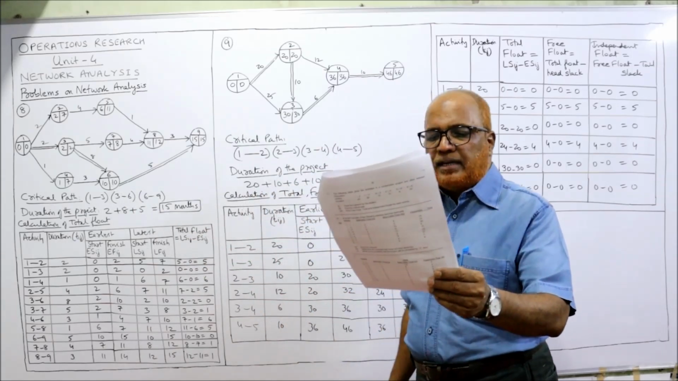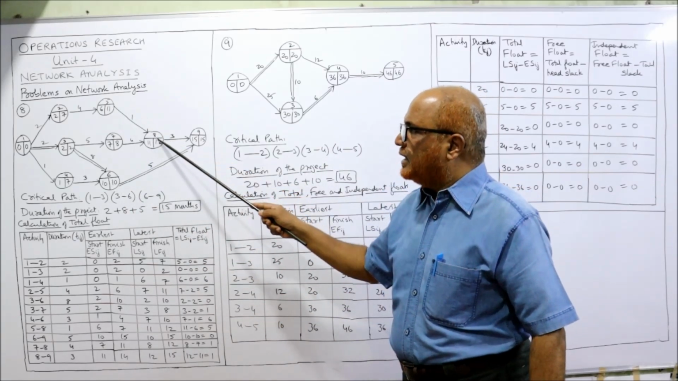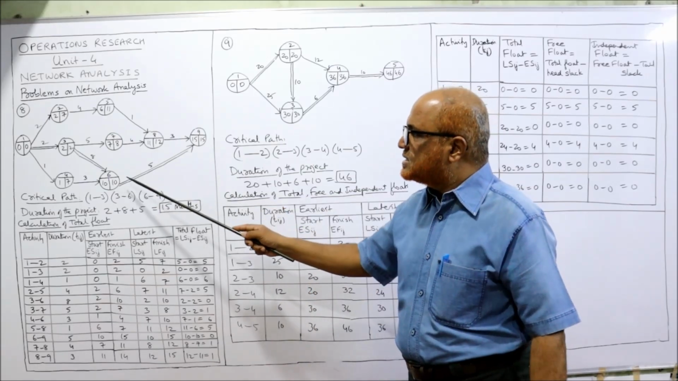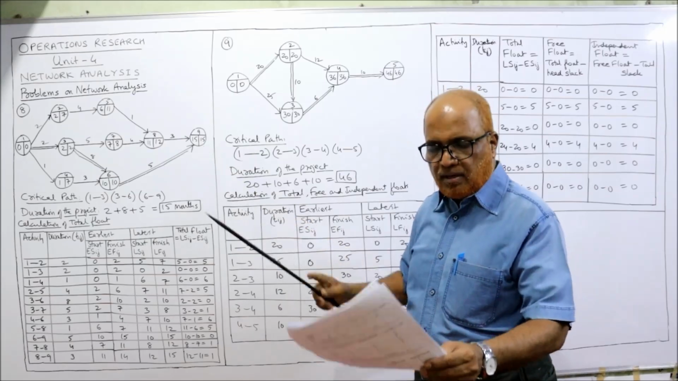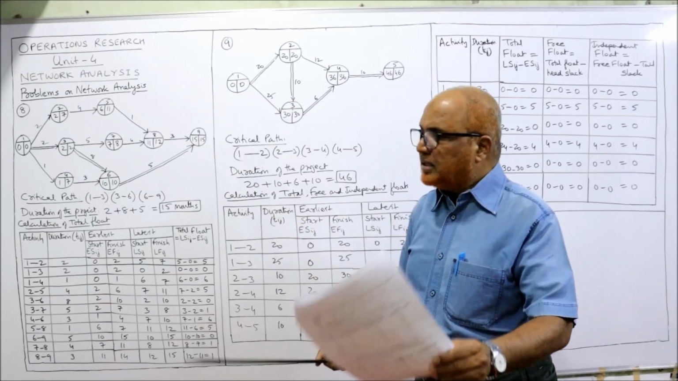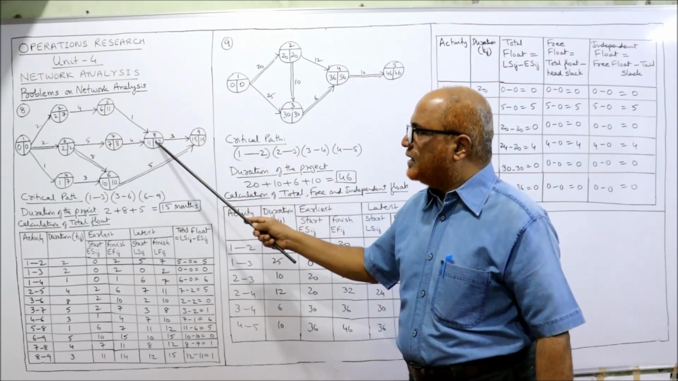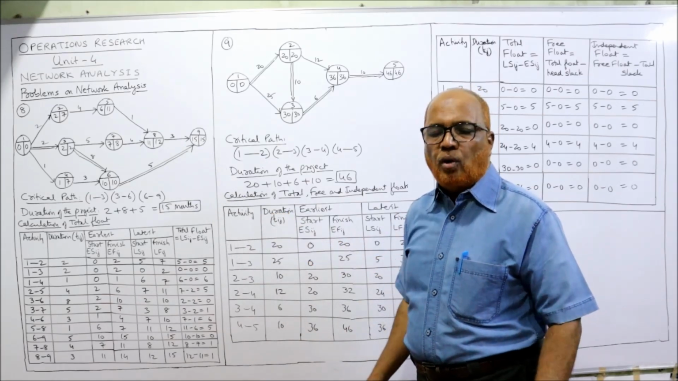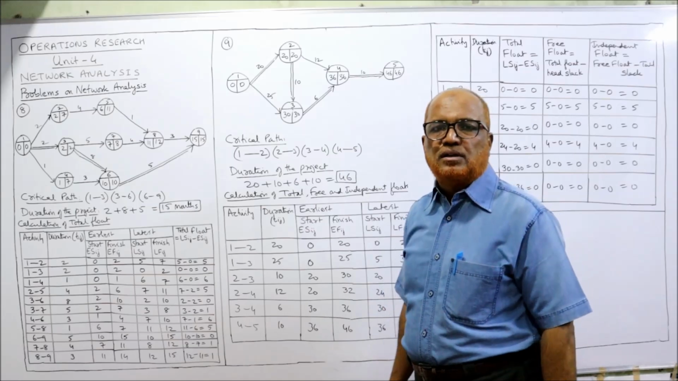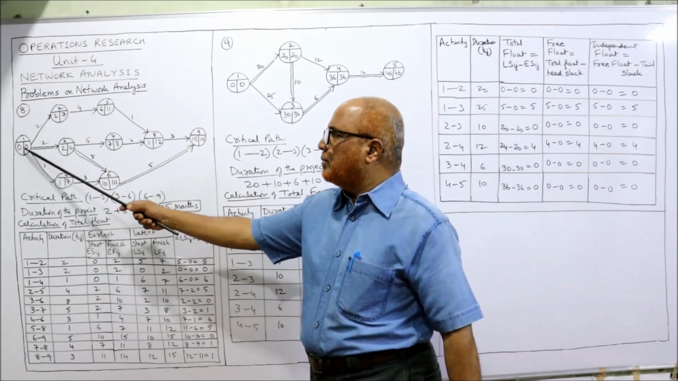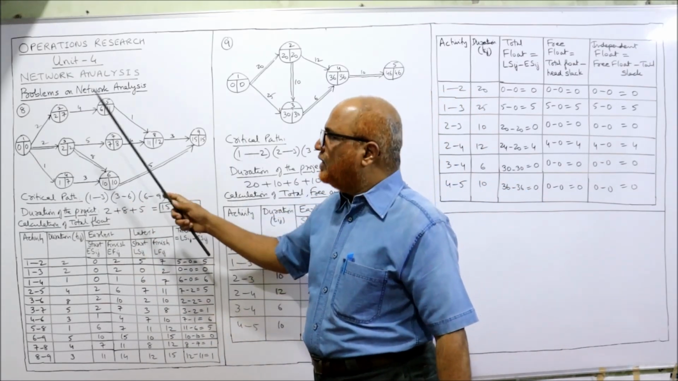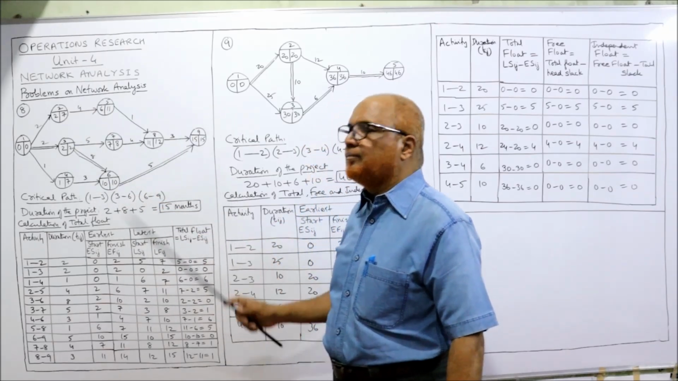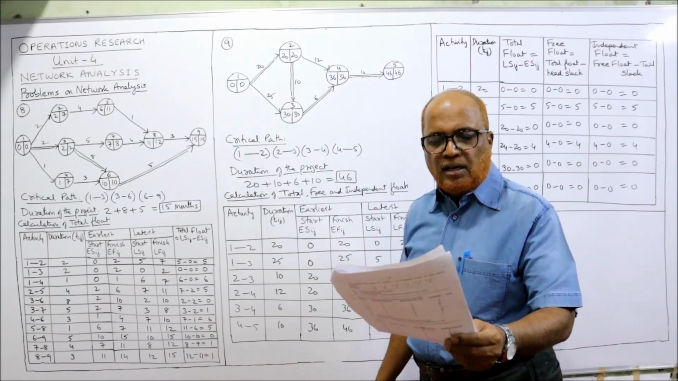Next, 5 to 8. Then 6 to 9. Then 7 to 8. Then the last one is 8 to 9. That's all, all the conditions are satisfied. The network diagram should go from left to right. Now the event numbers are 1, 2, 3, 4, 5, 6, 7, 8, 9. There are 9 events.